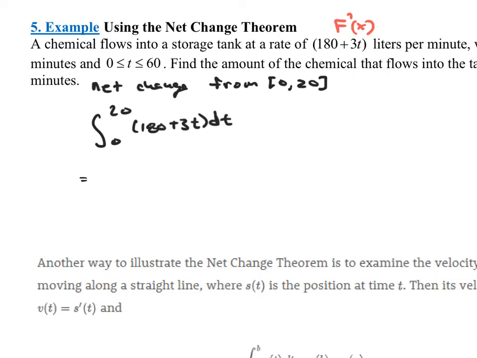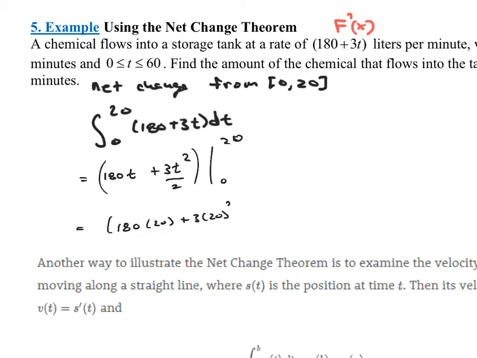Okay. What's the integral of 180? Well, that would be 180t in this case, plus 3 times the integral of t, which would be t squared over 2. And then again, this has to be evaluated from 0 to 20. So when we do that, we plug in the upper limit first. So that would be 180 times 20 plus 3 times 20 squared over 2. That's what happens when we plug in the number 20, minus, now we need to plug in the number 0.